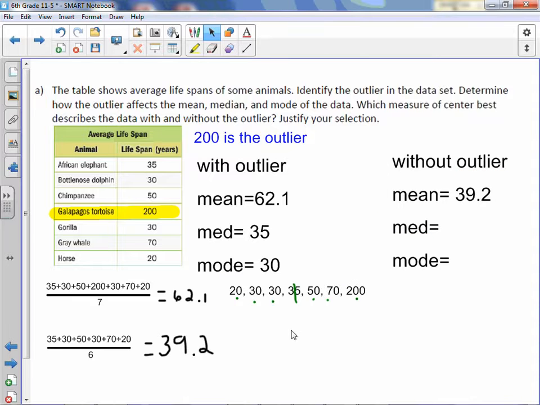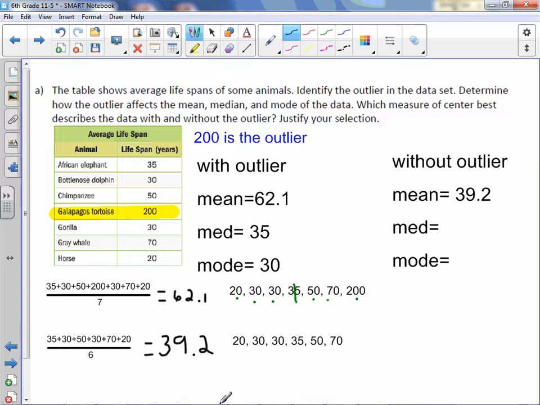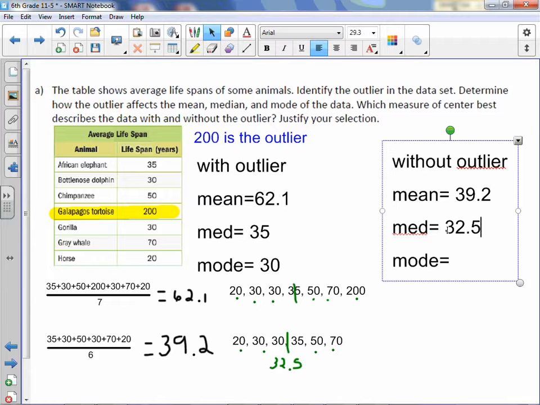Our median, we'll sort the data from least to greatest, but take out that 200, which means our center is in between 30 and 35. So add 30 plus 35, which is 65, divide by 2, and we get 32.5. So our median is 32.5. And the mode doesn't change. The mode in this case is still 30.